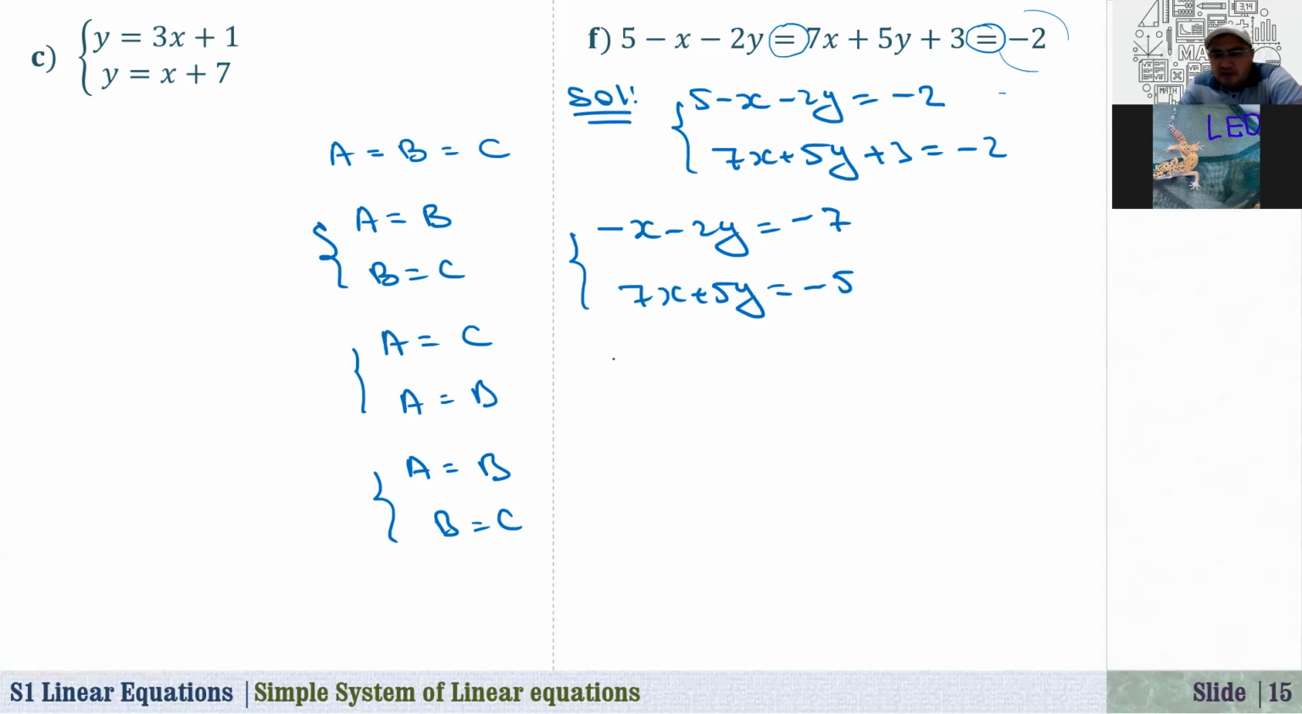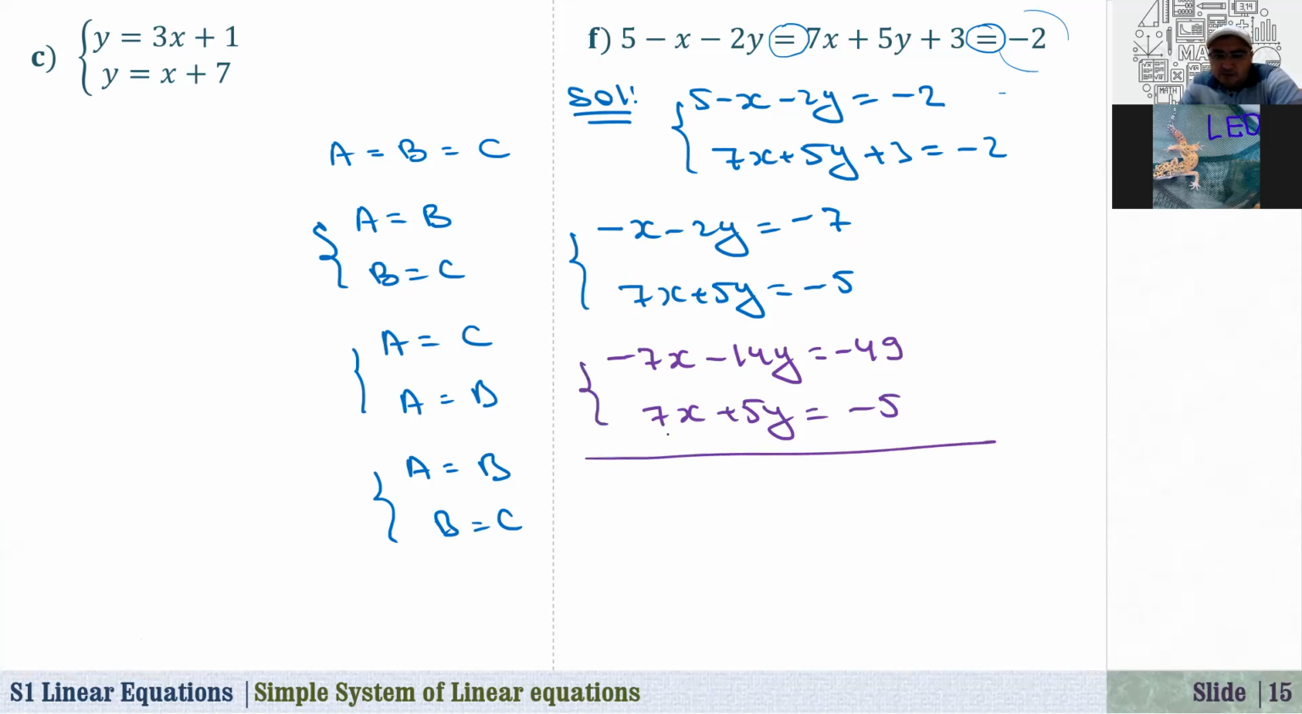If you multiply by 7, here we have minus 7x minus 14y. 7 times negative 7 is minus 49. The second equation stays by itself: 7x plus 5y equals negative 5. Now if you add them together, negative 7 plus 7 is 0. Negative 14 plus 5 is minus 9y. Negative 49 plus negative 5 is negative 54. From here, what is y? Negative 54 divided by negative 9 is 6. So now we got the value of y.